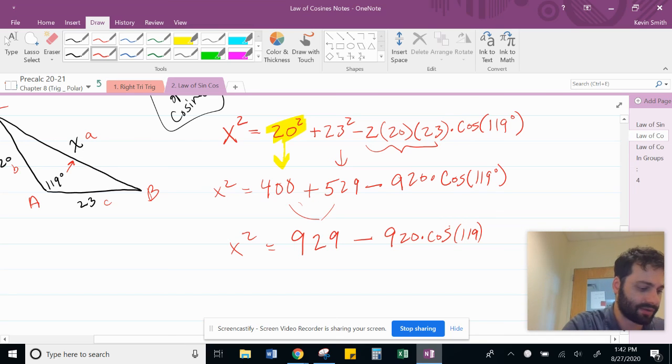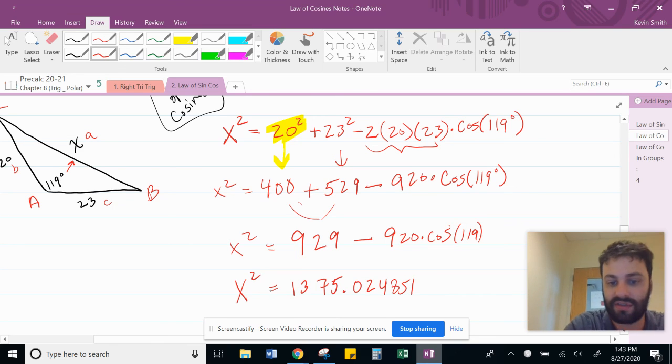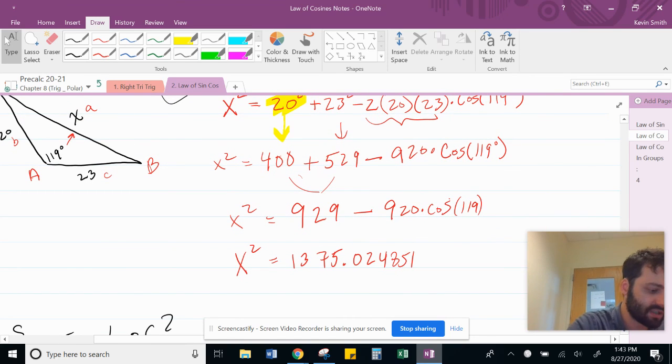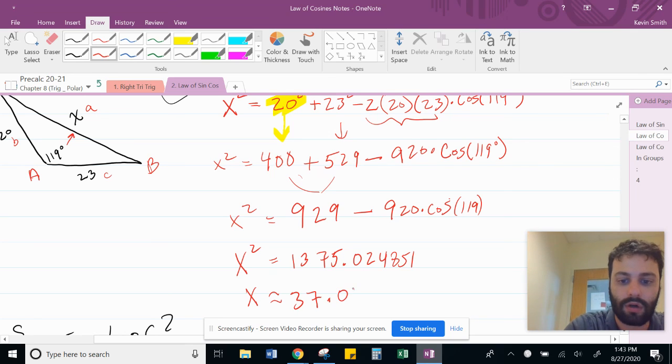I'm just going to type this in my calculator right now: 929 minus 920 times the cosine 119. And I get x squared is equal to 1375.024851. To solve for x, lastly, I just have to take the square root of both sides, and you get x is approximately 37.08.